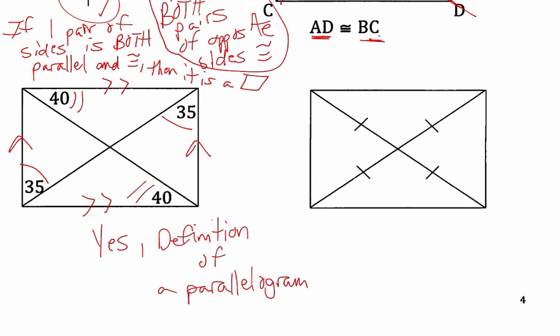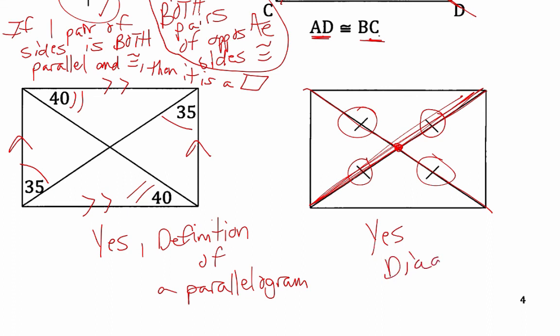And then the last example here, I noticed that this diagonal is being cut in half because those two parts are congruent, making this point right here the midpoint. And I noticed that this diagonal coming down this direction also got cut in half. So this is definitely a parallelogram because the diagonals are bisecting each other in this quadrilateral. Diagonals bisect each other.